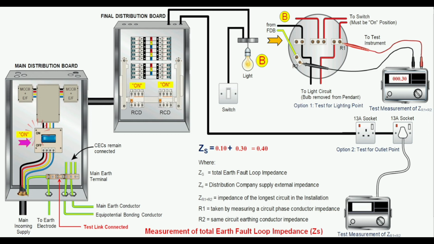Another option, the instrument may be directly connected to a socket outlet using the test flag provided, and should be used at the farthest point on a radial circuit or the midpoint of a ring circuit. The result is 0.3 ohm. The main reason for total earth fault loop impedance testing is to verify that if a fault occurs in an electrical installation, sufficient current will flow to operate the fuse or circuit breaker, protecting the faulty circuit within a predetermined time.